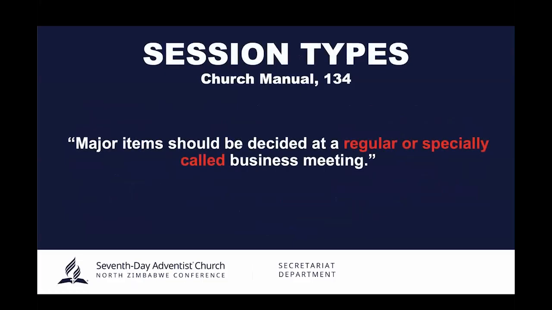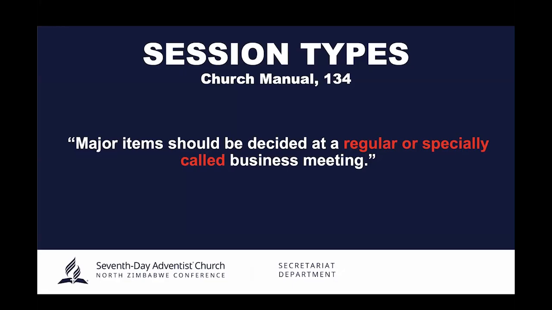So there are two types of church business meetings according to the church manual, page 134. Major items should be decided at a regular or specially called business meeting. Listen to this: there are regular business meetings, then there are specially called business meetings. In short, the regular ones are the ones that we are supposed to call. The same applies even to constituents meetings. We have regular constituents meetings, and sometimes we may have specially called constituents meetings because of some issue, some case that needs attention at that level. So ultimately, we may end up with specially called constituents meetings or business meetings if it is at a local church. So it's important that we notice this.